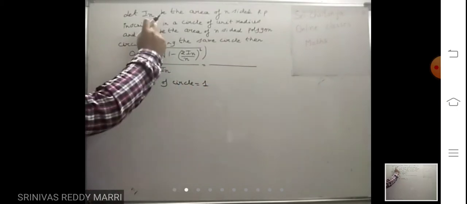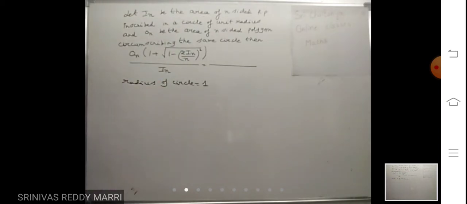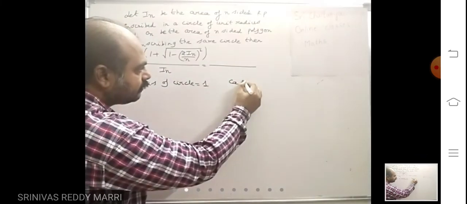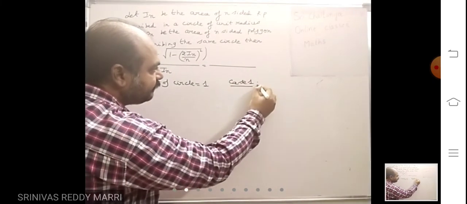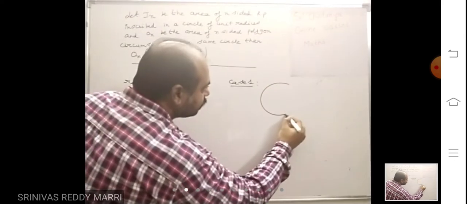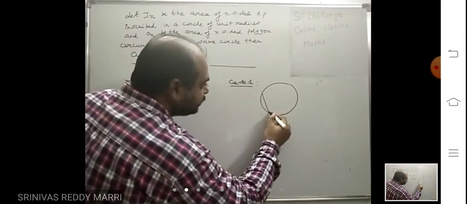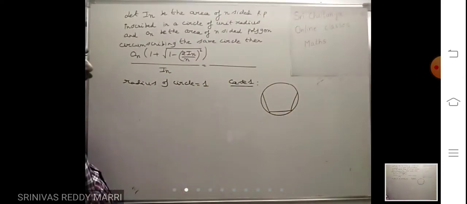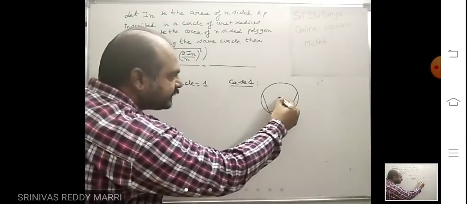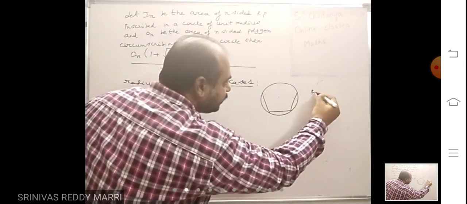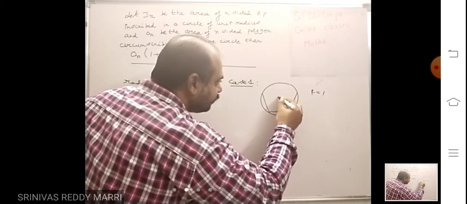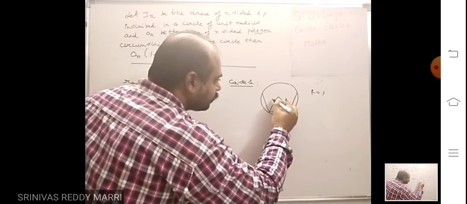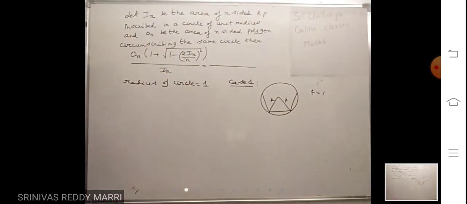Now what they are saying is IN is the area of n-sided regular polygon inscribed in a circle. Case 1 is clear. Polygon is inscribed in a circle, so the polygon will be inside and the circle will be outside, like this. The radius of the circle is given as 1. Outer circle means capital R is given. That radius is 1 in the first case. What is the formula?